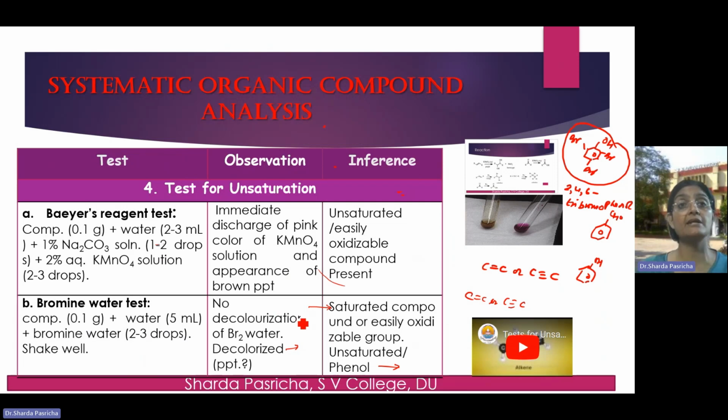If no decolorization takes place, the compound has an easily oxidizable group like benzaldehyde or any other aldehyde. If it is decolorized without any precipitate, then you have unsaturation. And if it is decolorized with a white colored precipitate settling, then it is a phenol.